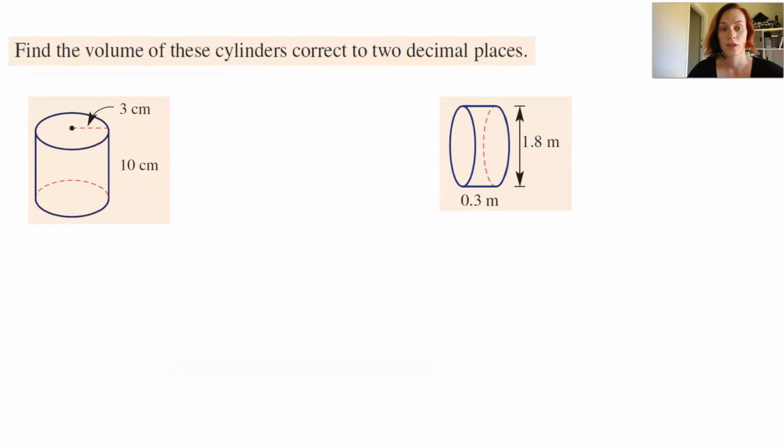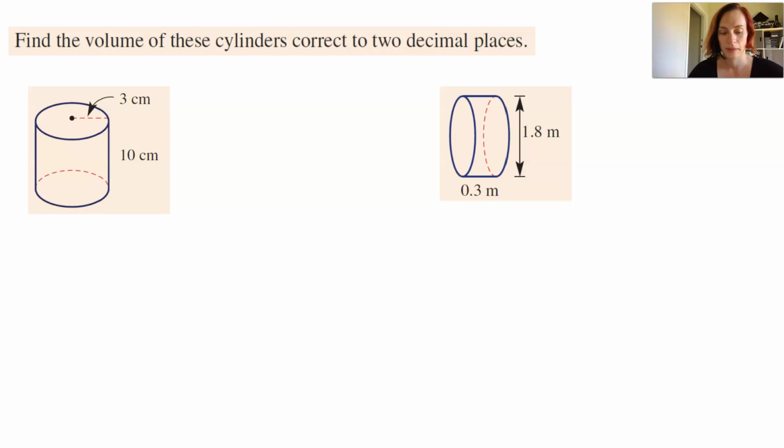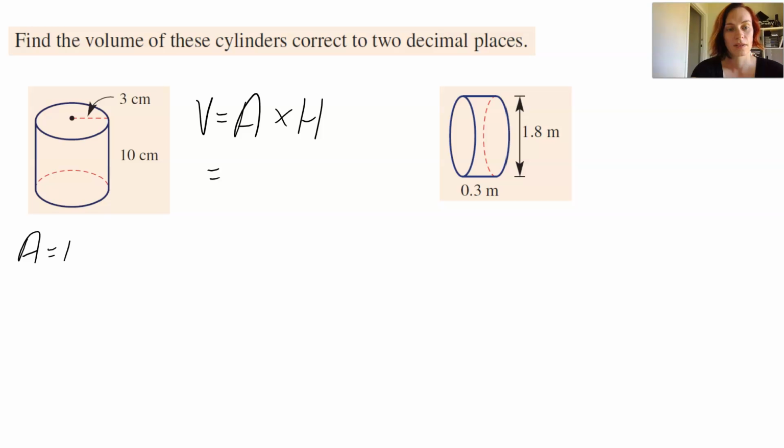Right, let's find the volume of these cylinders correct to 2 decimal places. So we have our nice rule to start with, volume equals area times by height. We are finding the area of our cross-section, and we can recall that area of a circle is pi r squared. So that's what we're going to substitute in. Pi r squared times capital H for our 3D height.